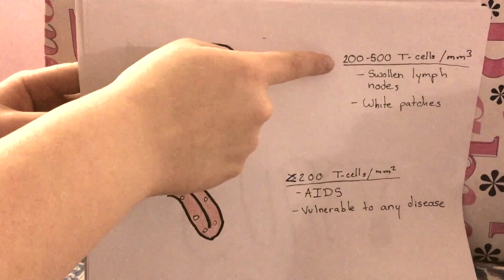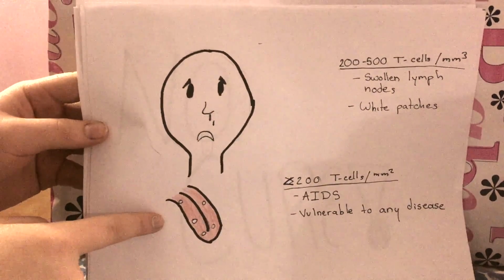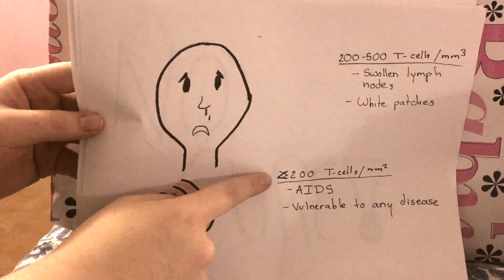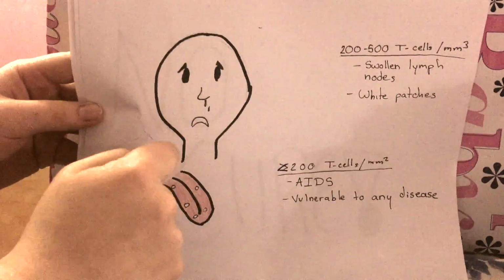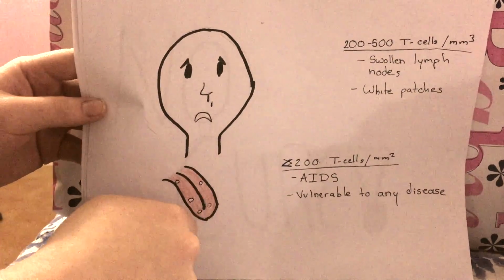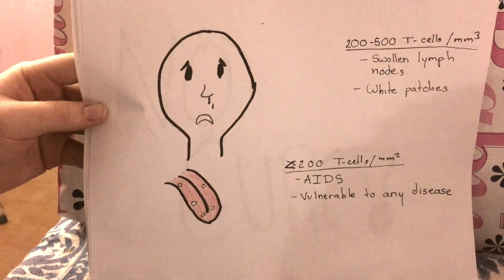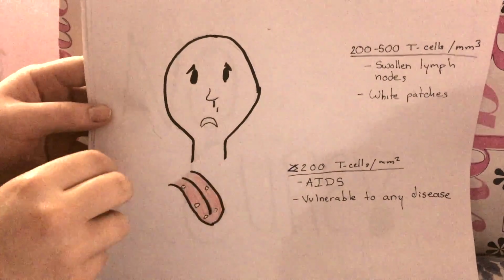When the victim's T cell count drops to critically low levels, the victim develops swollen lymph nodes and white patches on the tongue. When T cells drop even lower, AIDS, or acquired immunodeficiency syndrome, develops. People don't die directly from AIDS itself, but from any disease that attacks the body when the immune system is weak.